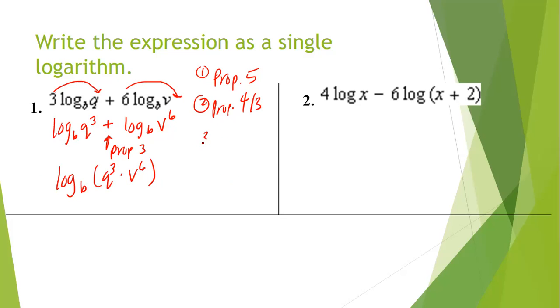Your last step is to check whether you can use properties 1 or 2. No, there is no other b's that I can utilize. So we want to make sure we go through all the properties before we settle on an answer. So I've condensed it down to 1 log.